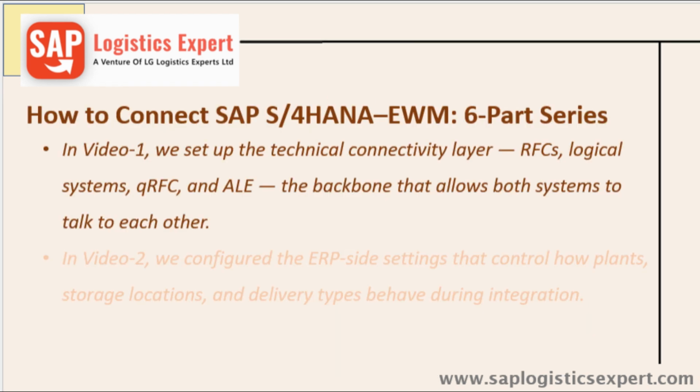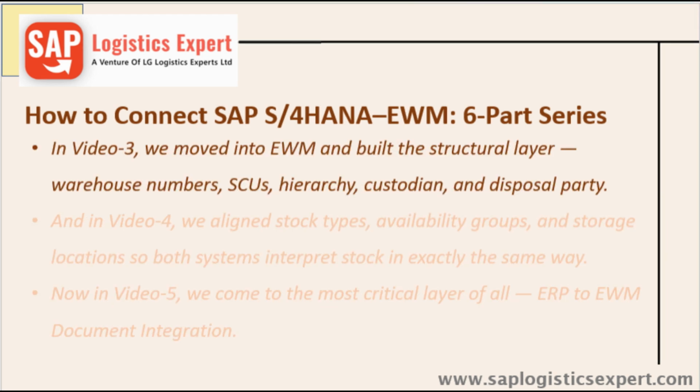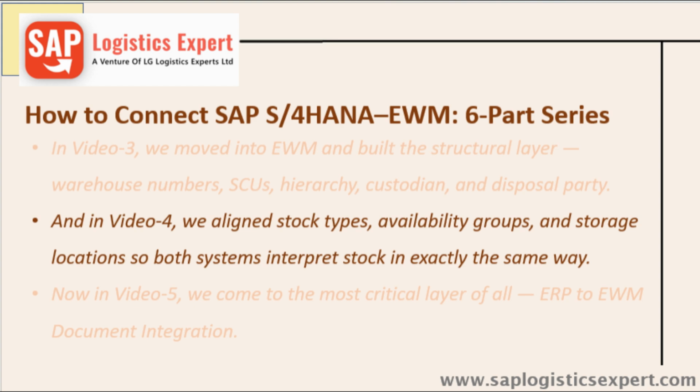In video 1, we set up the technical connectivity layer, RFCs, logical systems, QRFC, and ALE. The backbone that allows both systems to talk to each other. In video 2, we configured the ERP side settings that control how plants, storage locations, and delivery types behave during integration. In video 3, we moved into EWM and built the structural layer, warehouse numbers, SCU, hierarchy, custodian, and disposal party. And in video 4, we aligned stock types, availability groups, and storage locations so both systems interpret stock in exactly the same way.